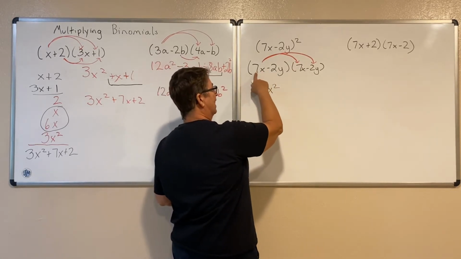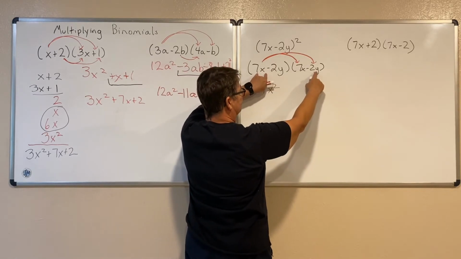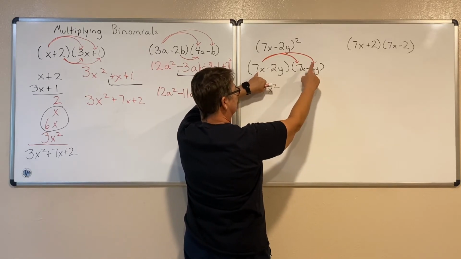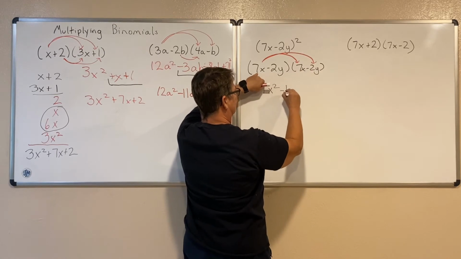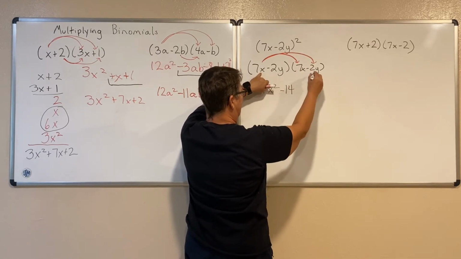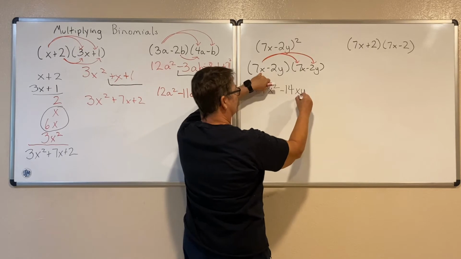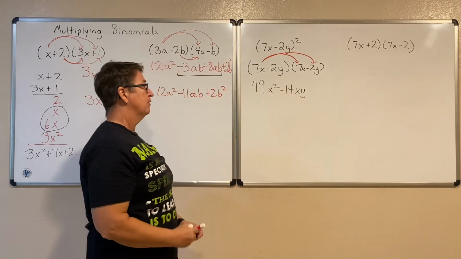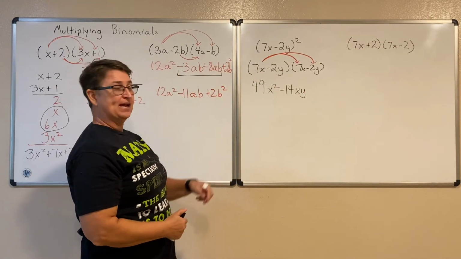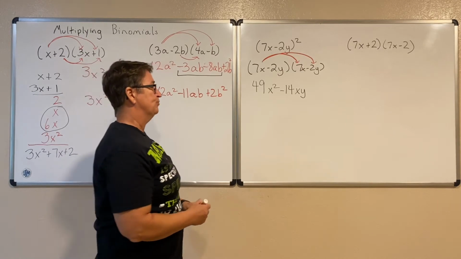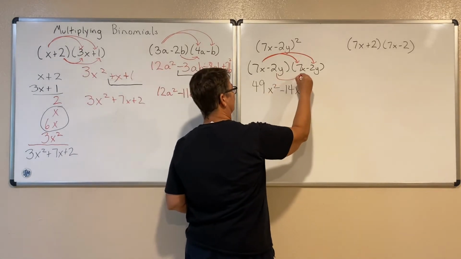Then I'm going to multiply the 7x times the negative 2y. So 7 times negative 2 gives me a negative 14. And then the x times the y, they're multiplying together. I've distributed that 7x to both terms. I'm now going to distribute the negative 2y to both terms.